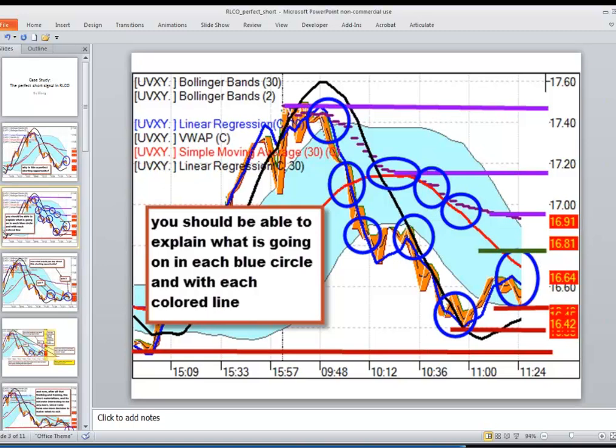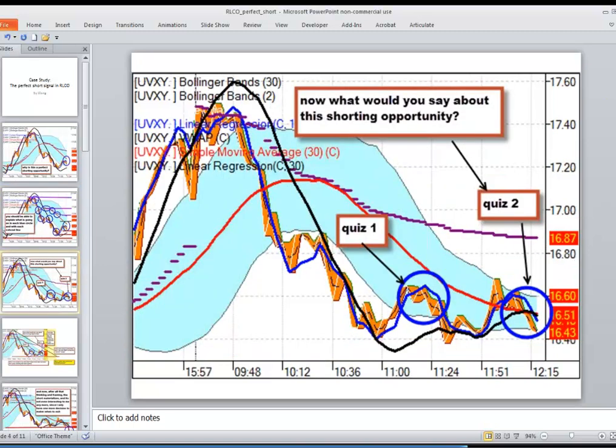Okay, moving on. Chart number 2, or 3. This forwards about 30 minutes or so in time, I guess. And this blue circle right here was where quiz number 1 was posed. And what we had was it came out of the river, hesitated at the regression line, rebounded to the edge of the river, and then failed again. So if you got short in here, you may or may not have hit your stop. My stop was at 1675. It didn't get hit.